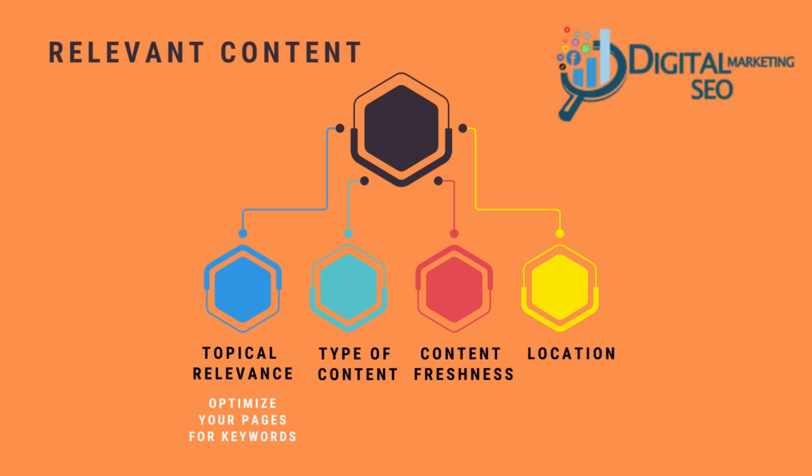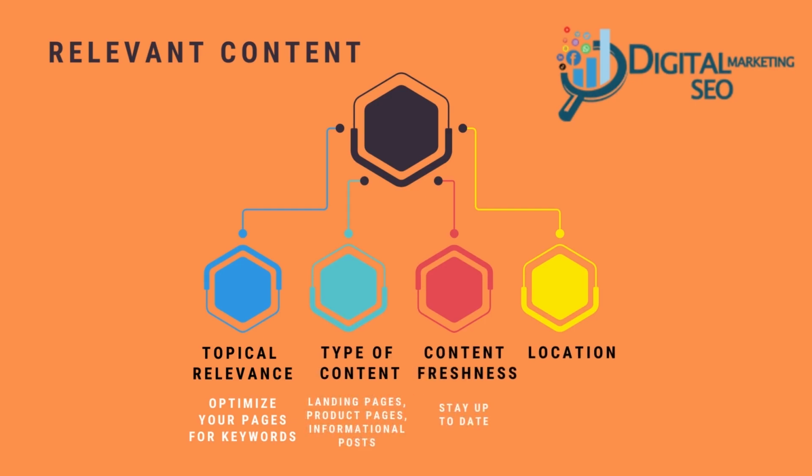Topical relevance. One of the ways Google determines a page's topic is by looking at the keywords that appear on the page. Optimize your pages for keywords, but avoid overdoing it. Type of content. Make sure your page provides the right type of content for the query by looking at what types of results rank for the keyword, for example, landing pages, product pages, informational posts, reviews, etc. Content freshness. Some types of topics, such as news updates or product reviews, require fresh, frequently updated information. If the search query is time-sensitive, you need to ensure your content will also stay up to date.